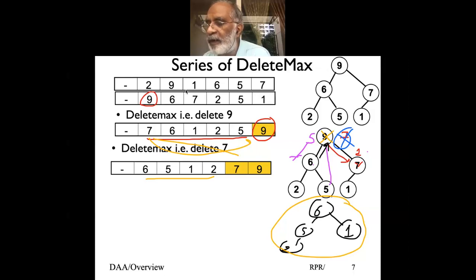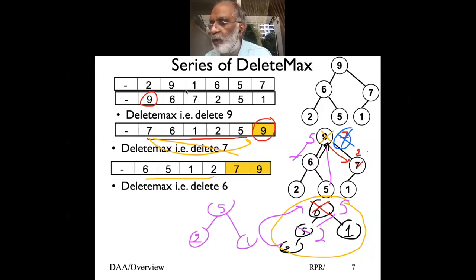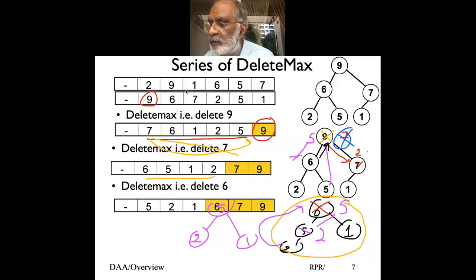And now I perform the next delete, delete 6. When I delete 6, do the same operation: delete the 6, take the last element, move it to the top, and then satisfy the heap property. Now 2 is less than 5, so we exchange 2 and 5. 2 comes here and 5 goes there. So my heap looks like 5, 2, and 1, and 6 has come to the next empty position.